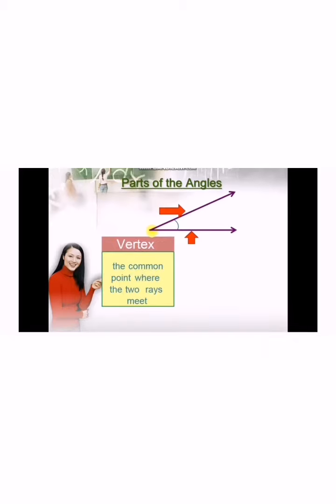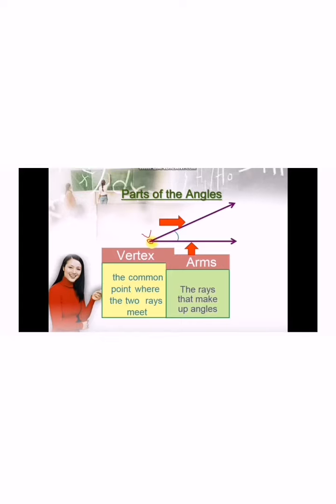What is the vertex? The common point where the two rays meet is known as the vertex. Here we have two rays and they meet at this yellow part. This is known as the vertex. And what are the arms? The rays that make up angles. So here we have these two rays. They meet to make an angle. These two rays are known as the arms of the angle.